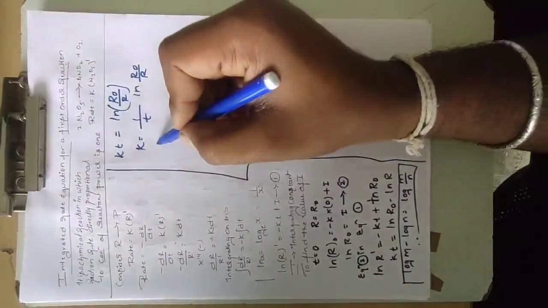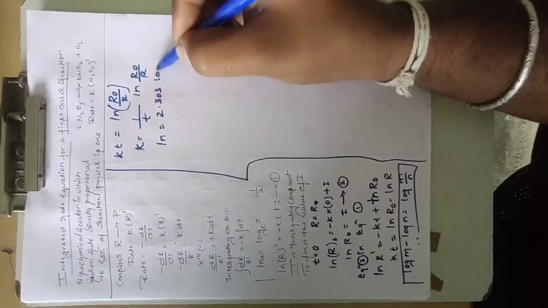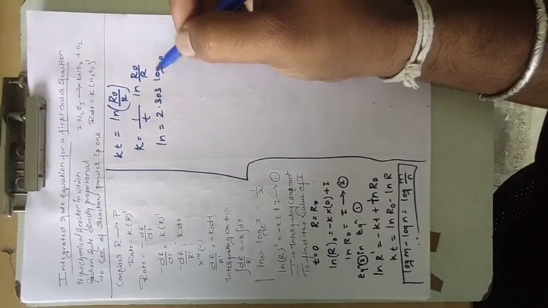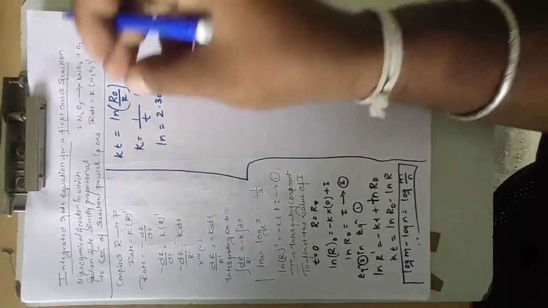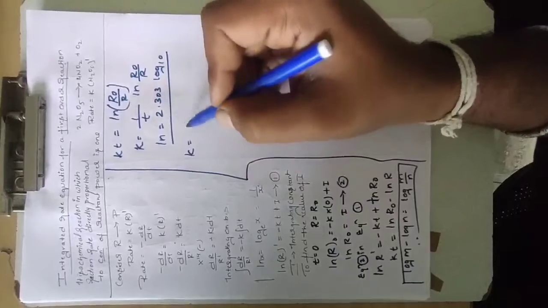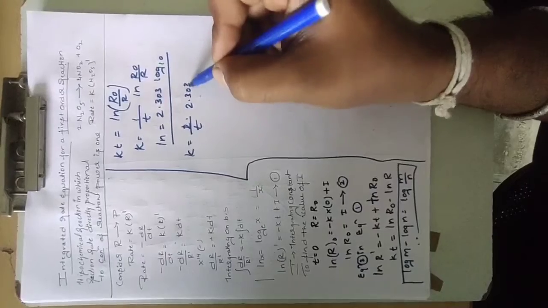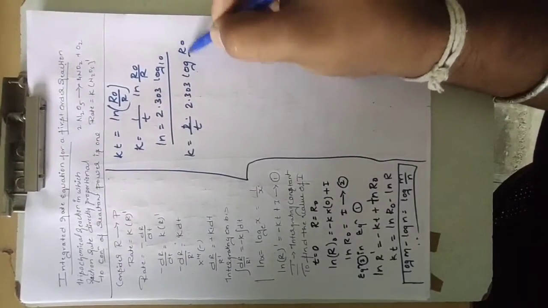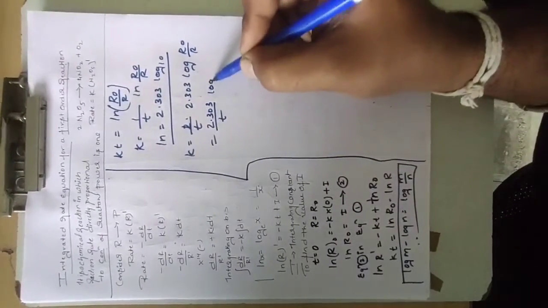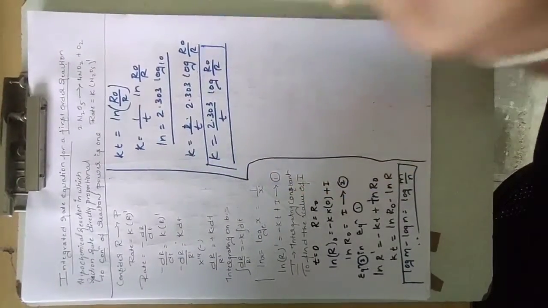You see, ln equals 2.303 log base 10. If we substitute this in the equation, then k equals 1/t times 2.303 log [R]0/[R]. You can write k equals 2.303/t log [R]0/[R]. This is the expression for the first order reaction.